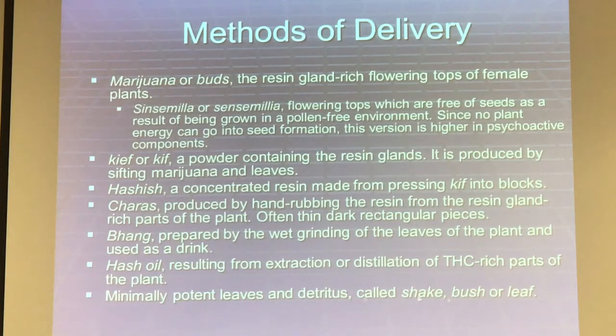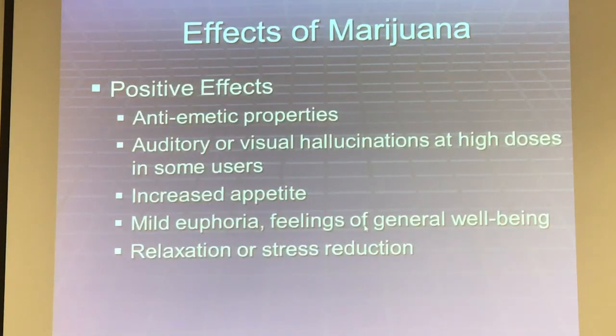And then all the other stuff, the other minimally potent leaves and other parts of the plant, the stems and the roots even, have a small amount of THC in them. So the effects of marijuana, the positive effects: it has antiemetic properties, which is one of the only ones to have antiemetic properties, which are anti-nausea properties. It prevents you from feeling nauseated. And some people do get auditory or visual hallucinations at higher doses, not everybody, but sometimes with very high THC plants.